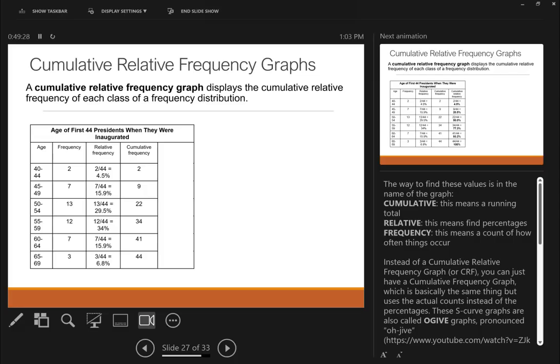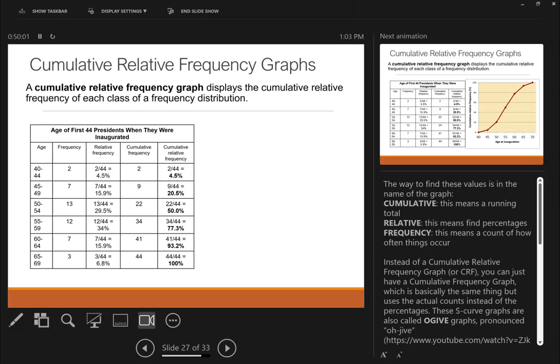And if I want a cumulative relative frequency, I can take my cumulative frequencies and divide by 44, or if I have the relative frequencies, I can just add up the percentages, right? 20.5 is 4.5 plus 15.9. If I add those, I get 20.4. Why is it 20.5 here? Rounding, right? This was probably 4.51, and this could have been 15.94. When I add them together, it rounded up to 20.5.